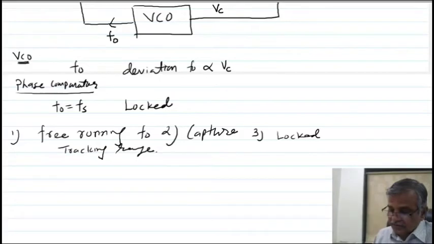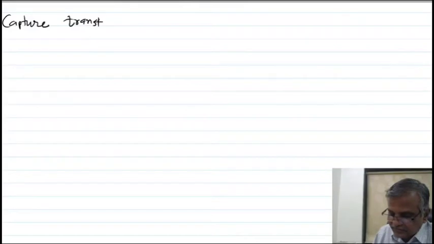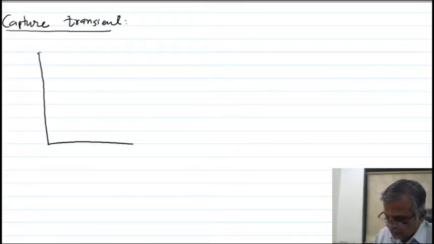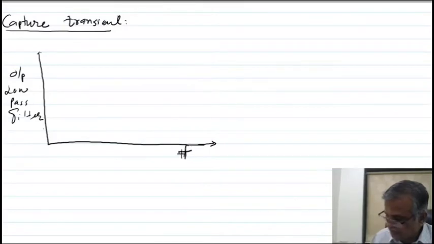Now I am discussing the capture transient. I am showing you the output of the low pass filter. This is the input frequency range F.